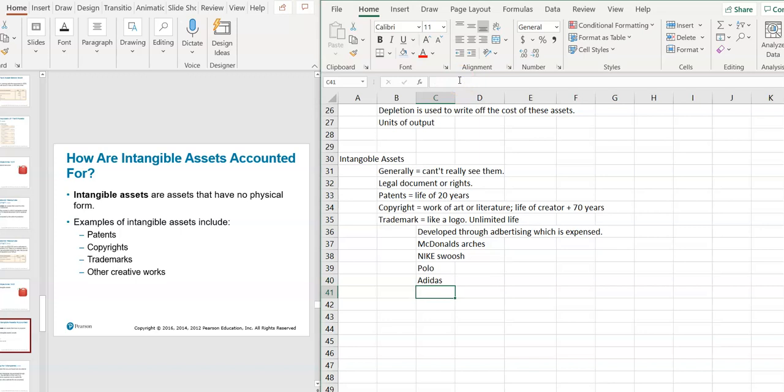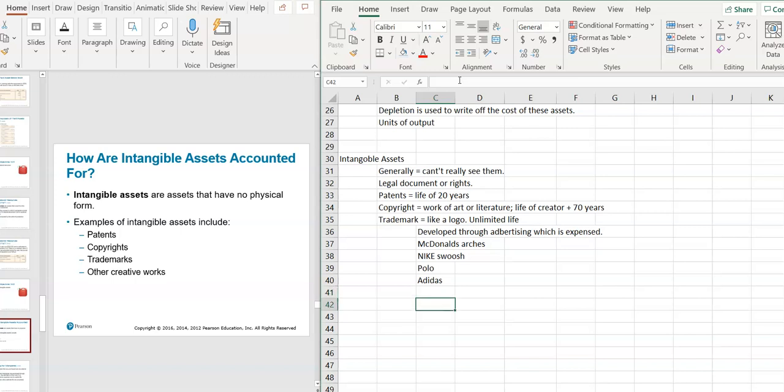And so on and so forth. Those are all trademarks. They're usually developed through advertising, and we don't know if it's going to benefit us in the future, so we expense that as we're doing it. But I have to file for the trademark on something, and then I have a little bit of a legal document that has it. Now, if I want to buy the Nike swoosh, then I'm going to have to spend a whole lot of money, and I would have a huge amount on my balance sheet for that.